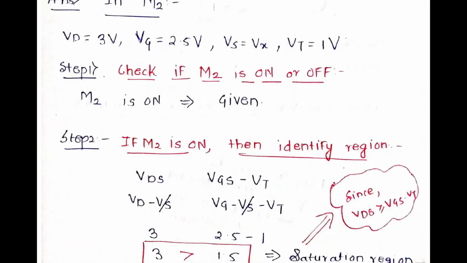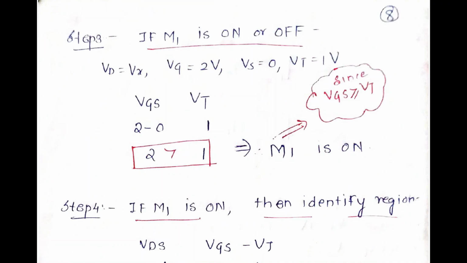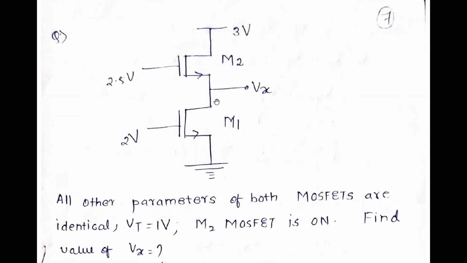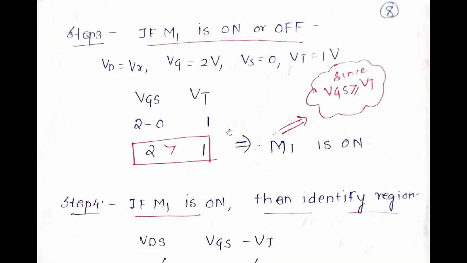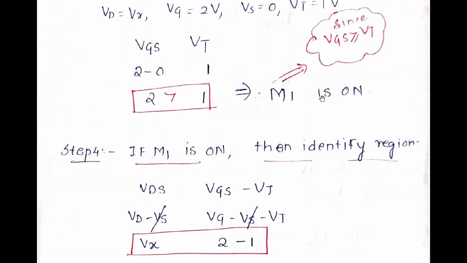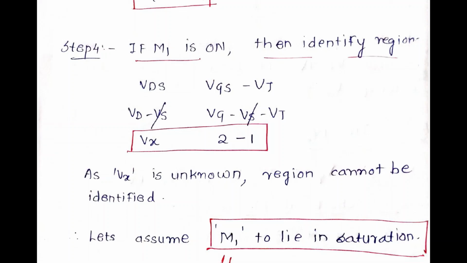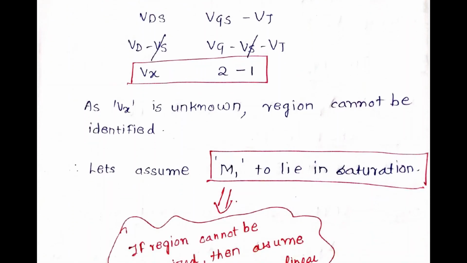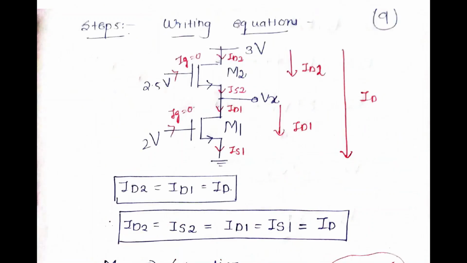Now you have to understand which region M1 lies in. For M1, you first have to find out whether it's on or off. If you see, my VGS is greater than VT over here, hence my M1 is on. Now, if my M1 is on, I need to identify the region in which it operates. So we are going to assume it to be in the saturation region. It's just an assumption. It can later be changed to the linear region also.